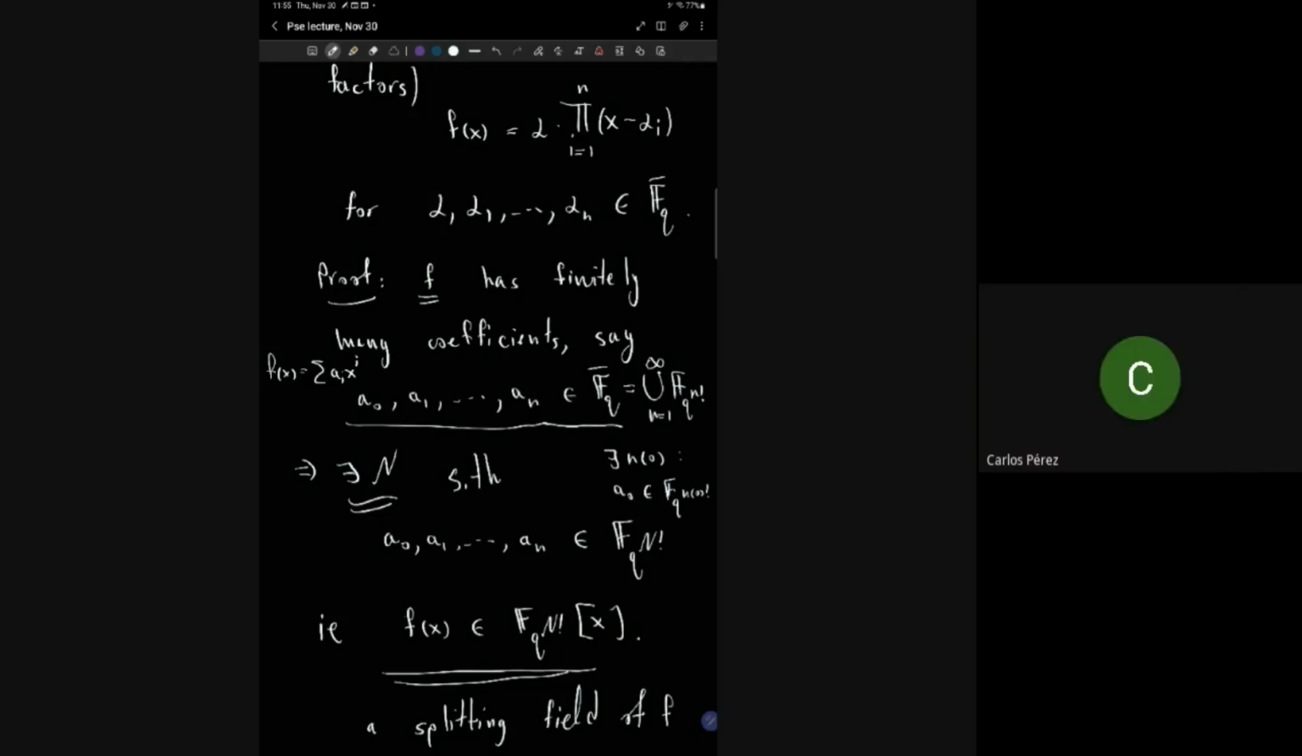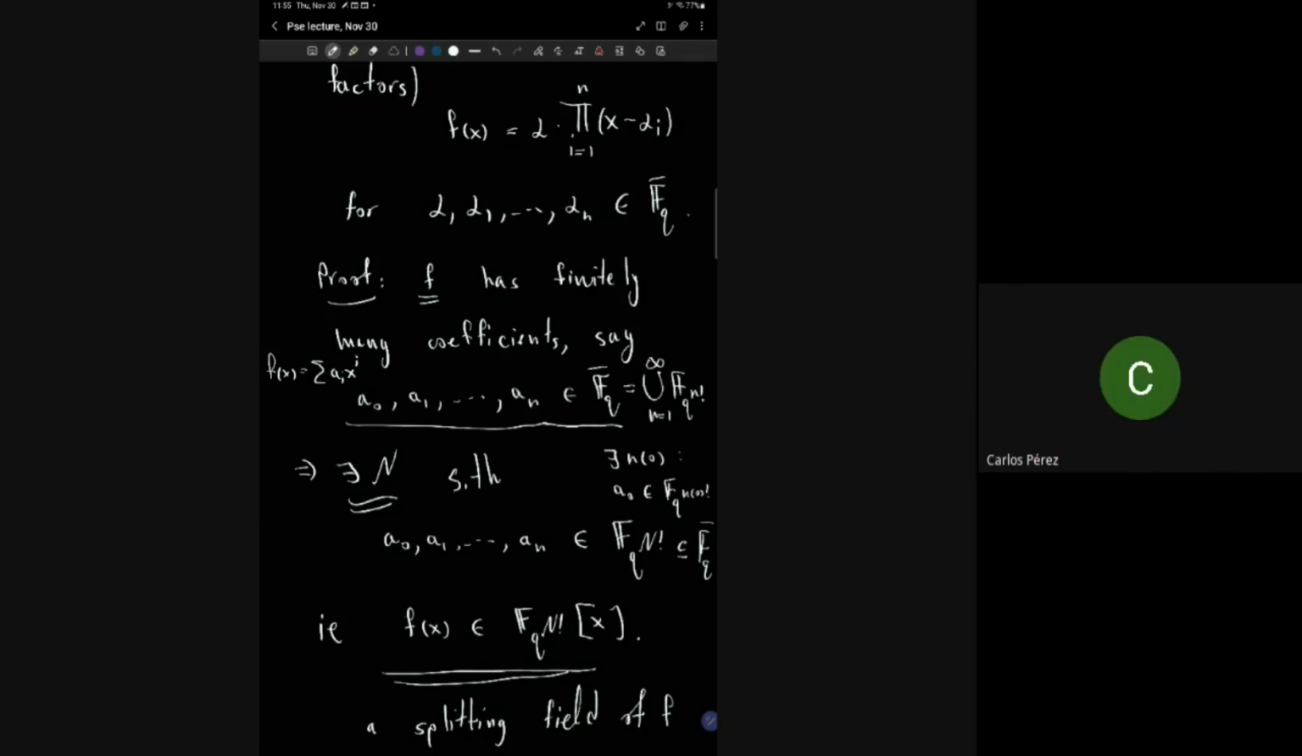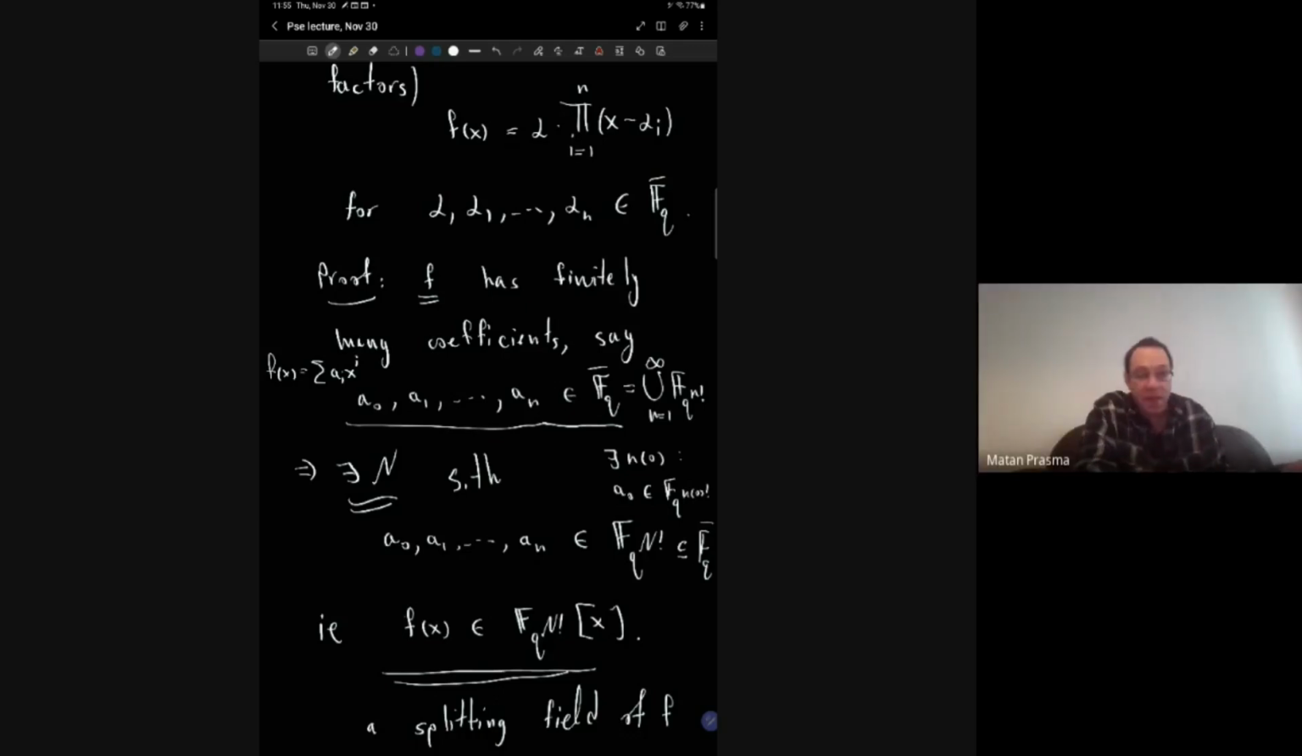Makes sense. Okay, but if all the coefficients of f are in this stage, I can think of f as a polynomial over this subfield. F_q^{n factorial} is a subfield of F_q bar. Sure, yeah. Okay, so I can think of f as a polynomial over the subfield.